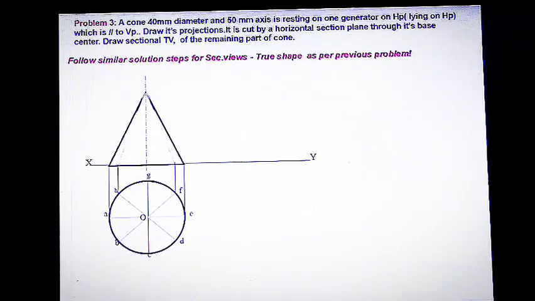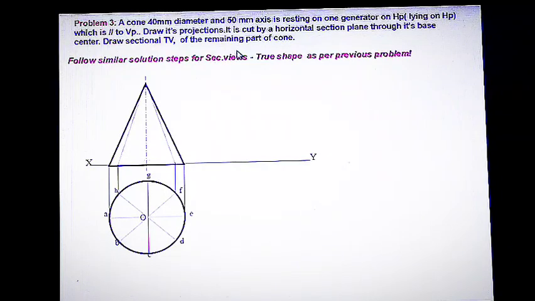So the plan and elevation we can draw by using the given dimensions as shown in the figure. Now the solid is resting or laying on one of its generators. The surrounding surface is composed of generators, I already mentioned. So these generators here we named as A, B, C, D, E, F, G, H connected with O. So AO is one generator, BO is another generator, CO is another generator, like that.